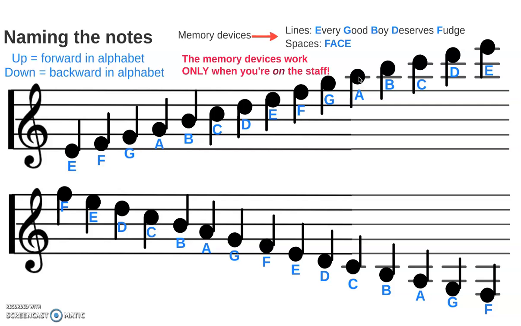So even if you're going to be memorizing the memory devices and using those for the notes on the staff, from here down to there they will work, you have to know how to count up line space, and how to count down line space, forwards and backwards in the alphabet, or you will never be able to identify anything above F or anything below E. So please keep that in mind.